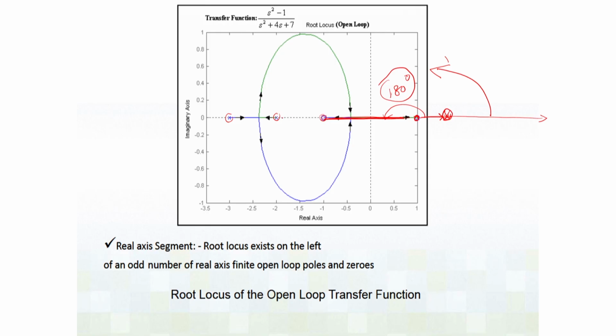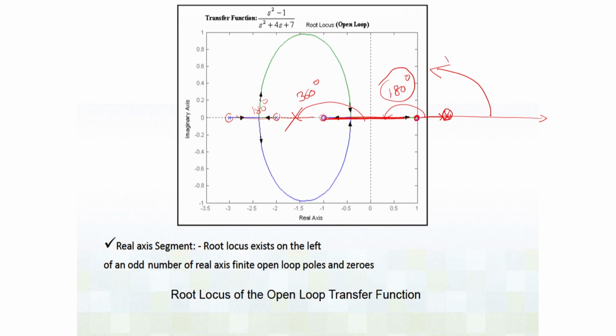Same logic you apply here, you will see that this will be 360 degree here, one from this 0, another from this 0. So, 360 degree means it cannot be part of the root locus. If you come here, you will see now this plus 360 degree will have 1 minus 180 degree. So, the phase will be 180 degree, this will be part of the root locus.